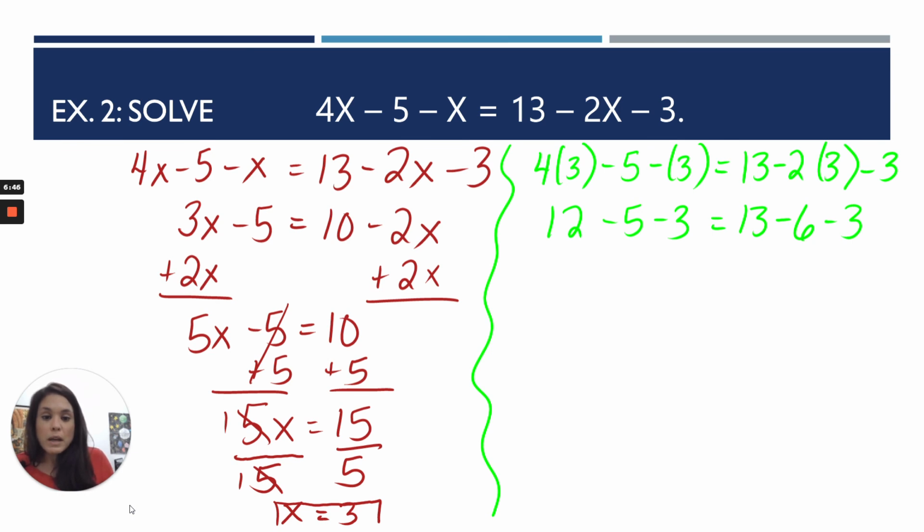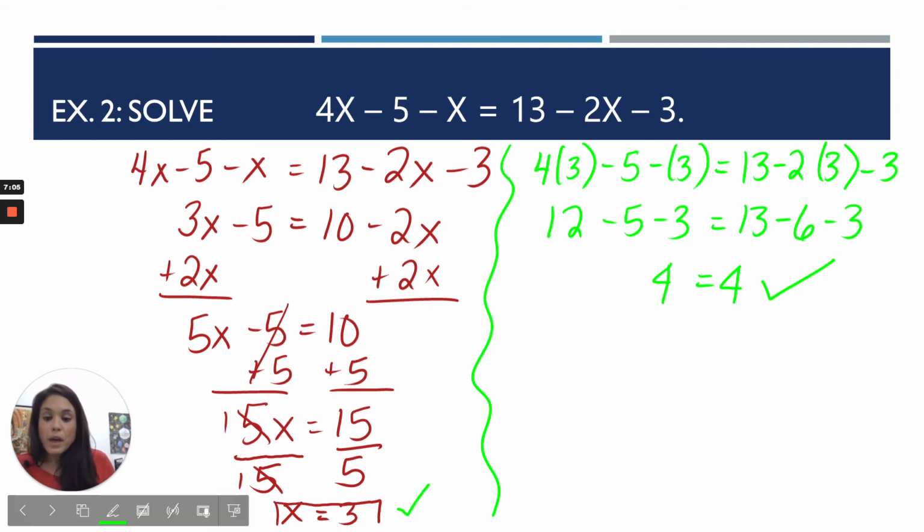So then 12 minus 5 is 7. 7 minus 3 is 4. 13 minus 6 is 7. 7 minus 3 is 4. So I have my equation on both sides is equal to one another. So I know that x is equal to 3, and I have the correct answer.